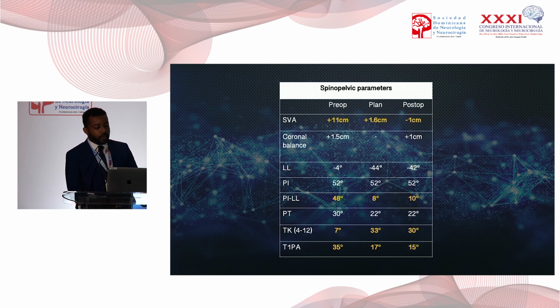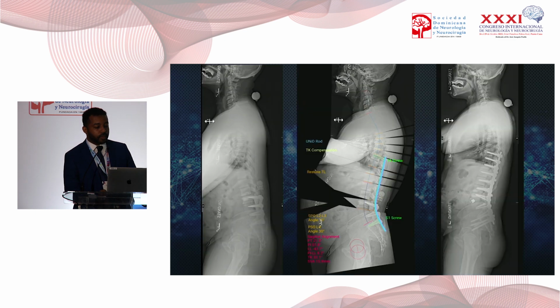So in terms of our targets, we were able to get him down from 11 centimeters in terms of his sagittal vertical axis down to -1 centimeter, so more than we anticipated. And if you look at the plan, the target was 1.6. But more importantly, the mismatch was 48 degrees in terms of the PI-LL, and we targeted 8 and we actually got 10, right? The kyphosis in terms of thoracic spine, 7 degrees to start. We targeted 33. We actually got 30 on the postoperative plan.